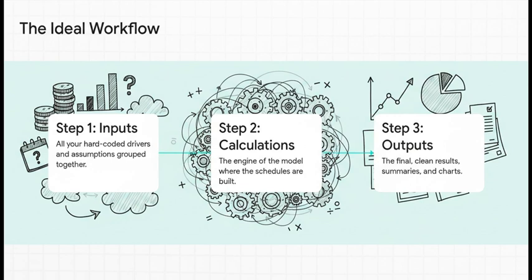The best models also follow a really clear, logical flow. You can think about it in 3 simple steps. First, you put all of your inputs and assumptions together in one place. Second, you have the calculation engine. That's where all the heavy lifting happens. And finally, you have your clean outputs, the charts and summaries that actually tell the story. That simple structure makes your model so much easier to follow.